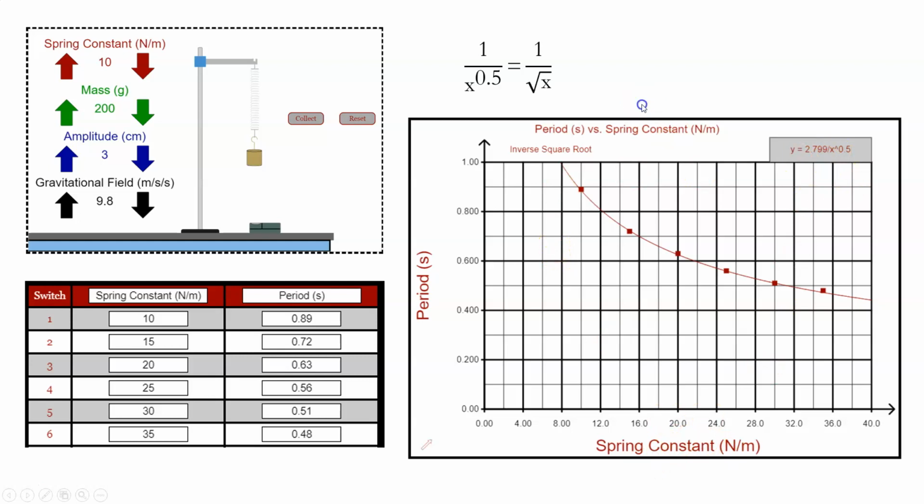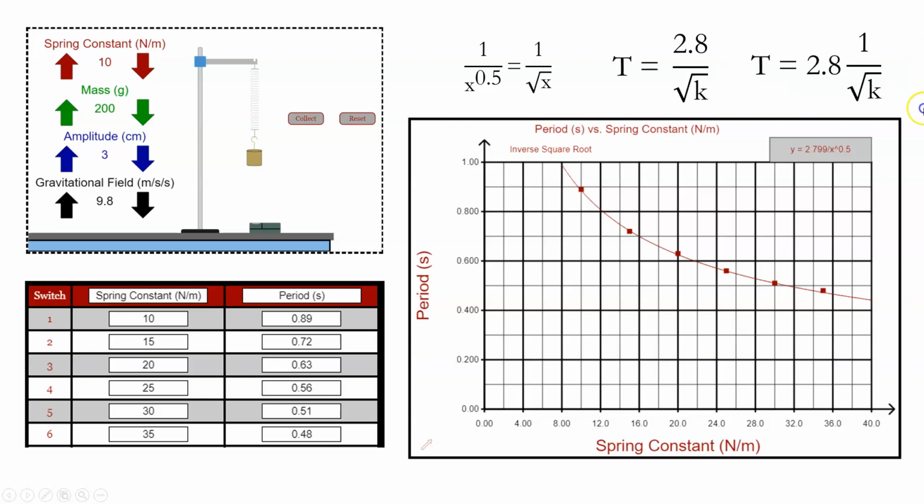Just a quick review, though. 1 divided by x to the 0.5 would be 1 over the square root. That's why it's called an inverse square root. So this math model here is really period equals 2.8, which I've just rounded off, divided by the square root of k. Another way to say that would be period equals 2.8 times 1 over square root of k. And in an inverse square relationship, we might say the period is proportional to 1 over the square root of k, and that's exactly what that statement says.